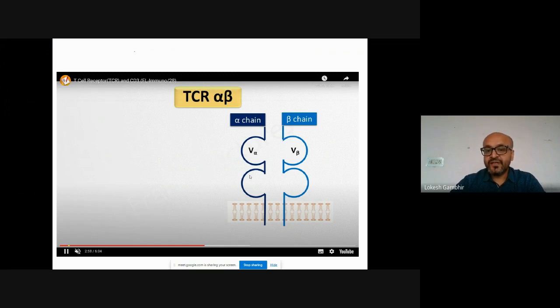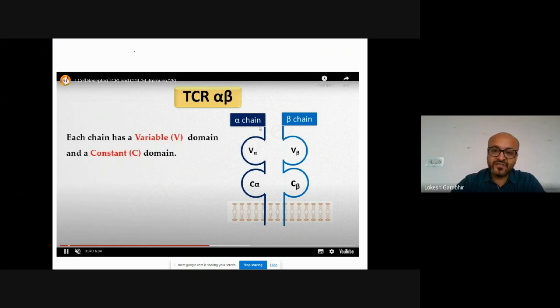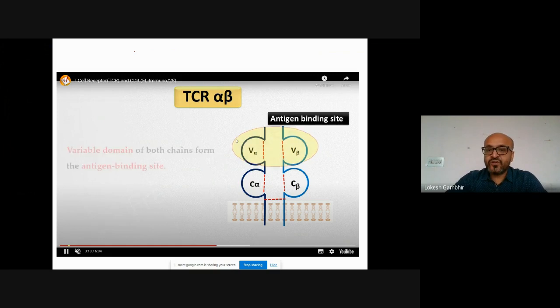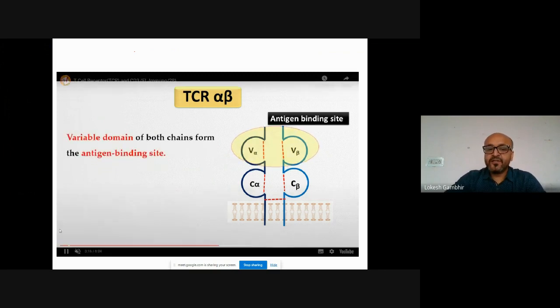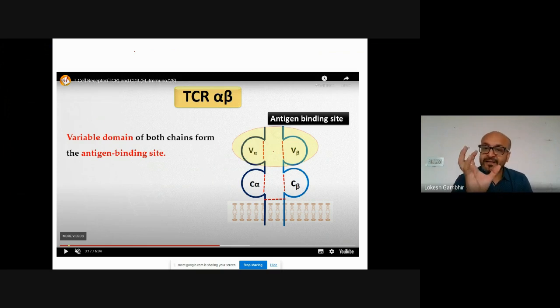In the alpha chain, we can divide it into two parts. The upper part is the variable region, which is responsible for binding to the antigen presented by the MHC molecule. Another one is the constant region, and both regions are bound by disulfide bonds. So the highlighted yellow portion is nothing but an antigen binding site, which will be responsible for binding to the processed antigen presented by the MHC molecule. It will never bind to the soluble antigen. The antigen which is floating in the blood, which is not processed by the antigen presenting cell, can never bind to that particular antigen. It will only bind to the antigen which is presented by the MHC molecule.